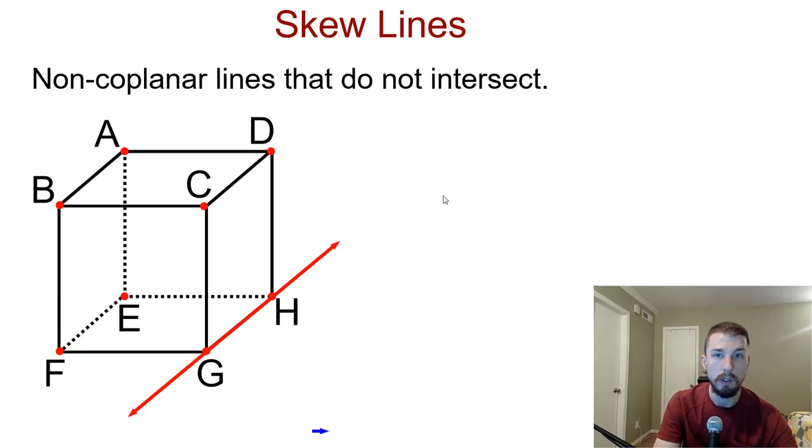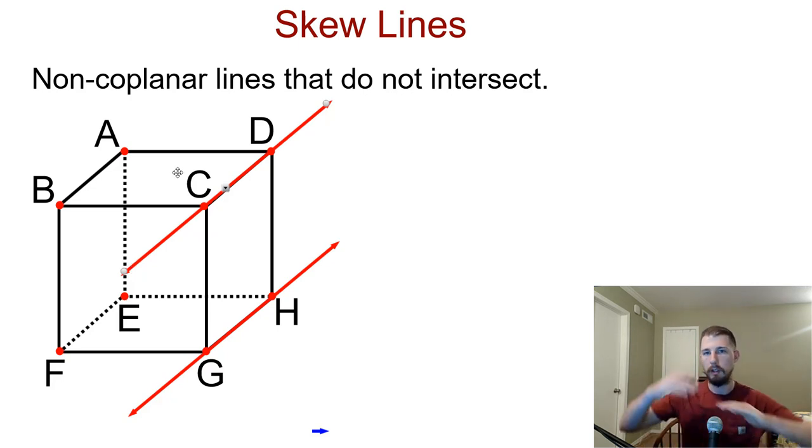All right, moving on. Skew lines. Skew lines are slightly different than parallel lines because they are non-coplanar lines that don't intersect. So both of them don't intersect. One of them is coplanar, which is parallel, and one is non-coplanar, which is skew lines. So essentially, if I took two lines here, the two red ones, do they intersect? No, they're parallel.